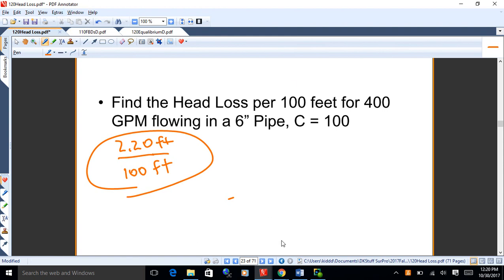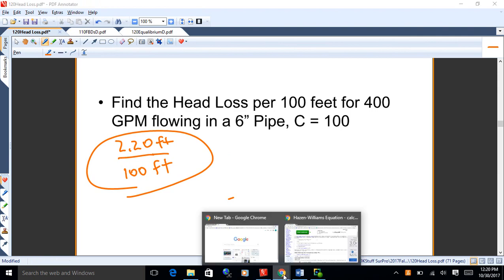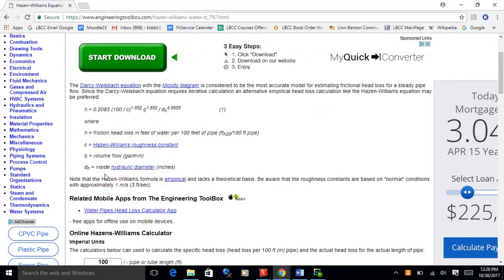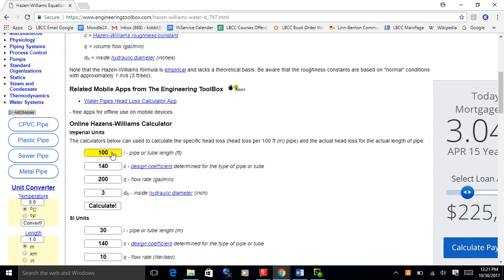Okay, so we're at 100 feet, 400 gallons per minute, 6-inch pipe, right? Let's try this formula out and see if it works. So 100 feet, C was 100, Q was 400. Inside hydraulic diameter in inches. Was it 4 inch or 6? 6. Okay. Calculate.